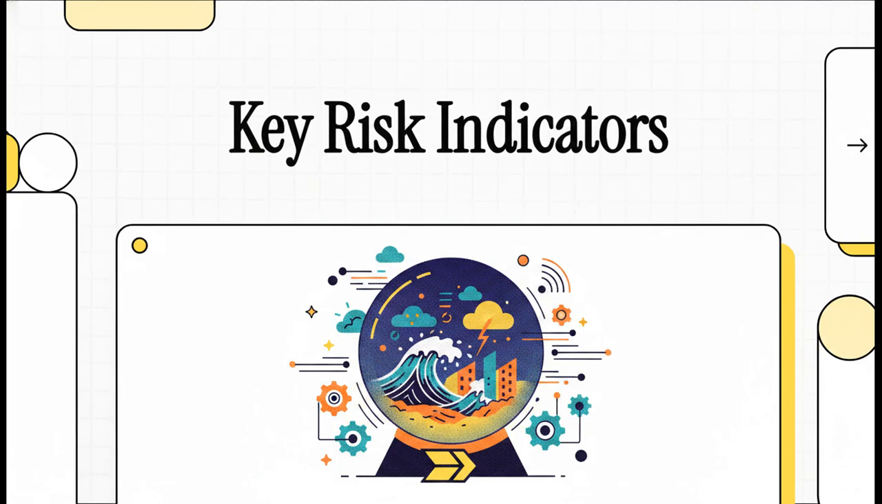Imagine for a second that you had a crystal ball for your business. You know, a way to spot looming threats way before they actually hit your bottom line. Well, today we're unpacking a really fascinating concept that basically gives management teams and corporate boards exactly that kind of superpower. We're talking about key risk indicators, or KRIs. It's all about identifying business threats before they ever even get a chance to strike.